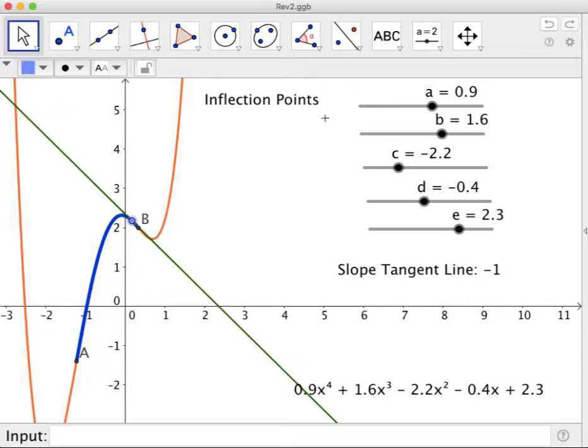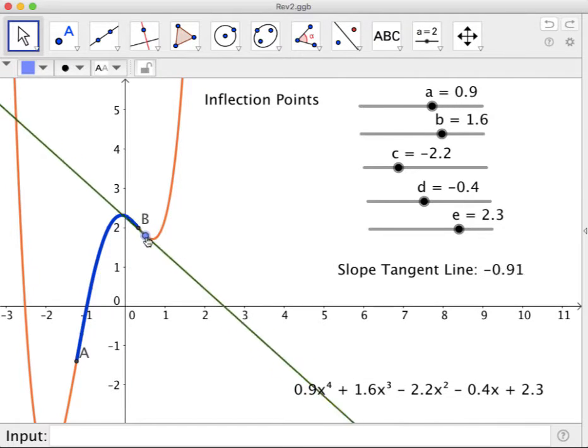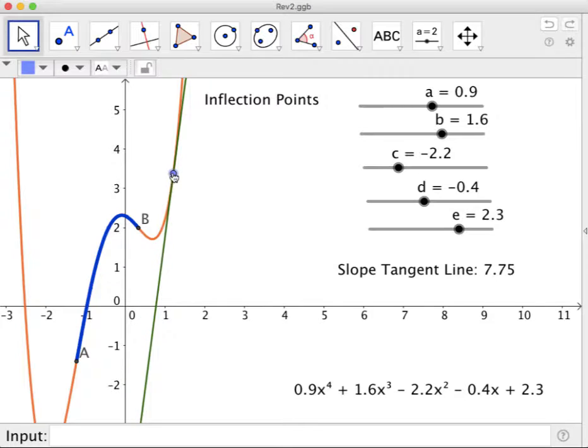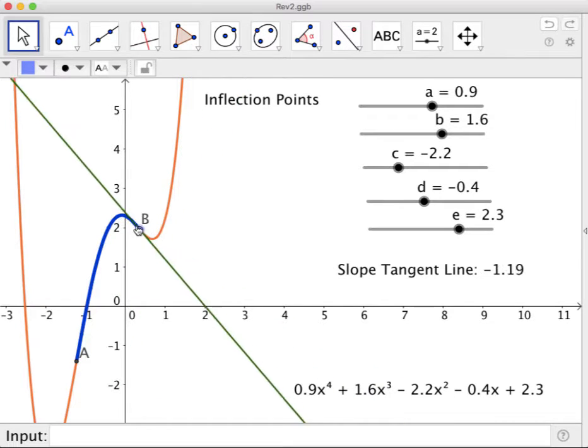Okay, let me talk a little bit about inflection points. So if we take a look at this function right here, part of which is in orange, part of which is in blue, it has the equation 0.9x^4 + 1.6x^3 - 2.2x^2 - 0.4x + 2.3. We also have this line here, the tangent line, that is tangent to the curve at that blue point.